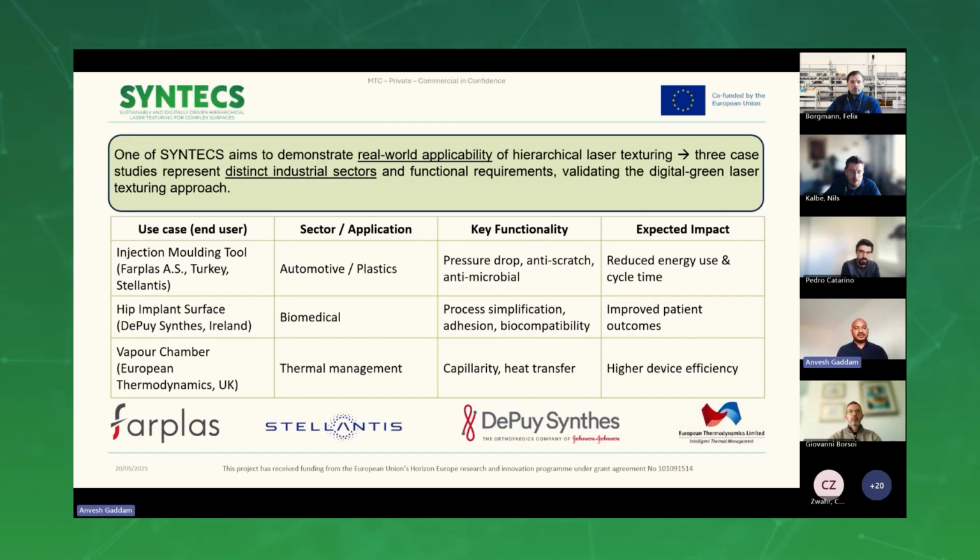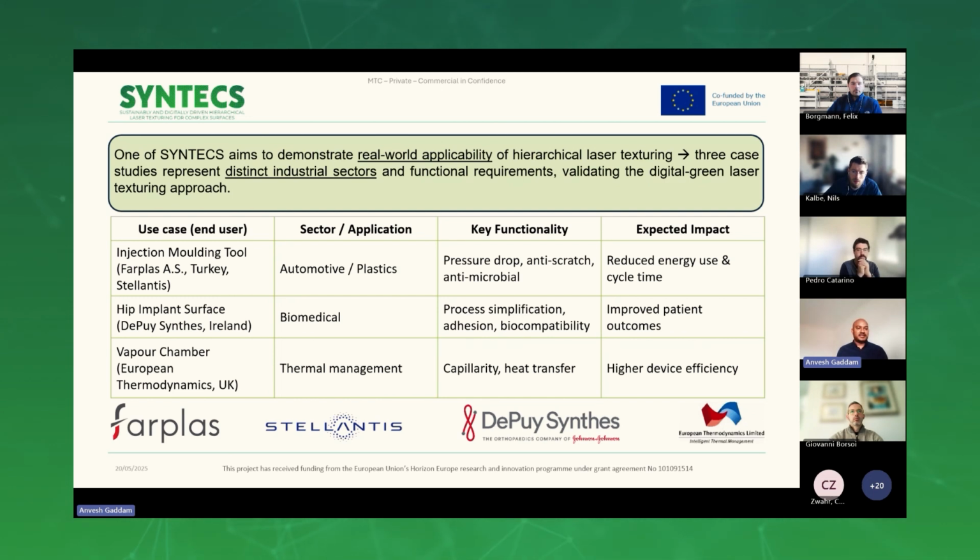The first case study is an injection molding tool. The end users for this case study are Fabless from Turkey and also Stellantis from France. This injection molding tool belongs to the automotive sector, and in the Syntex project, three different functionalities are sought from the hierarchical laser texturing, which are shown here. The first one is pressure drop, along with antimicrobial and anti-scratch functionalities. By achieving these functionalities, it is expected that we can reduce the injection molding pressure, and reduce the energy and cycle time in the injection molding process using the hierarchical laser texturing.